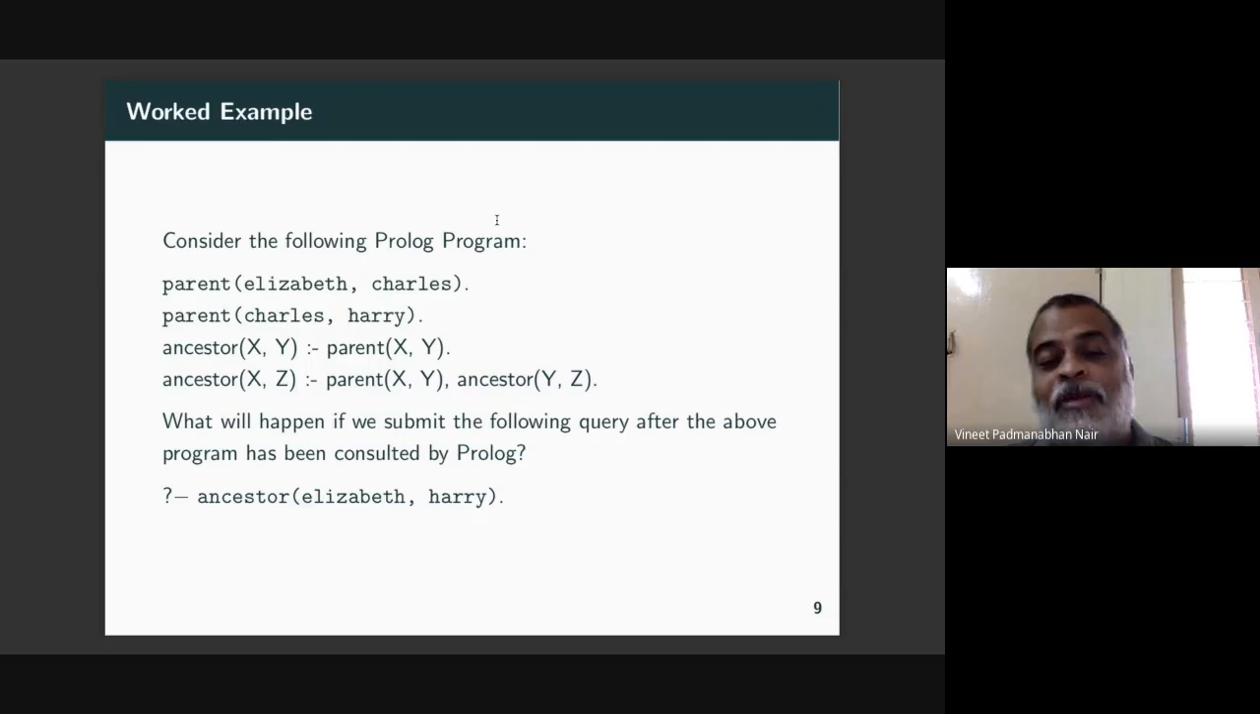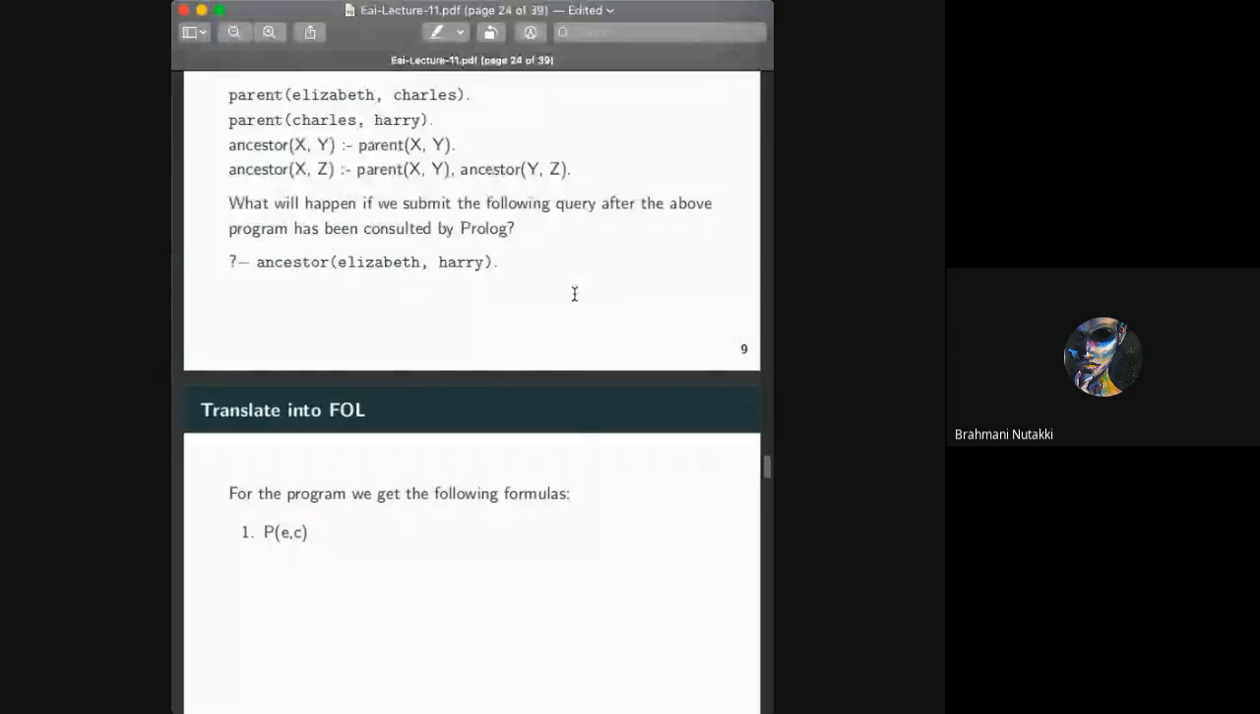Now, what will happen if we submit the following query after the above program has been consulted by Prolog? Now, the query you are giving is: is Elizabeth the ancestor of Harry? Now, you guys can try to answer that and tell me commonsensically, is it true or not? Then we'll see the proof procedure. Can anybody tell me what will be the answer? Is Elizabeth the ancestor of Harry? Yes, sir. Yes.